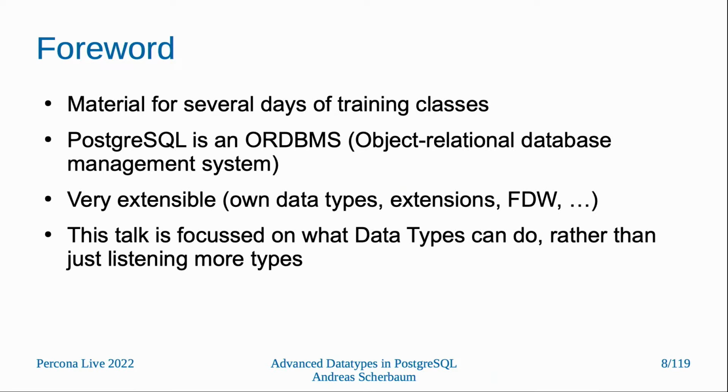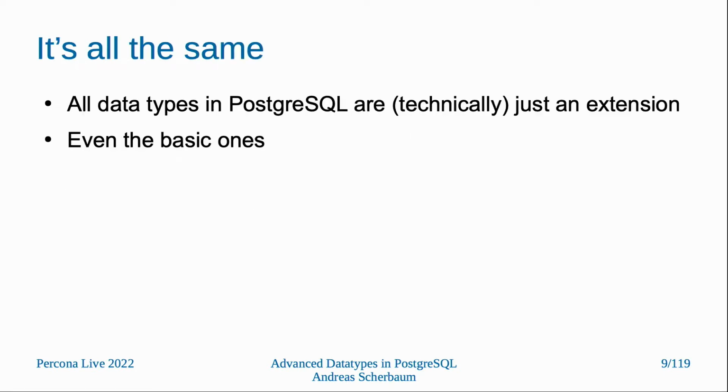Out of the material I have for advanced data types, I can maybe do a full day training. So this is just skimming over what we have, just giving you some examples how extendable Postgres is. What you can do, you can write your own data types, you can use the many data types out there. But here in this talk, I want to go a little bit into details what you can do instead of just listing more data types we have in Postgres.